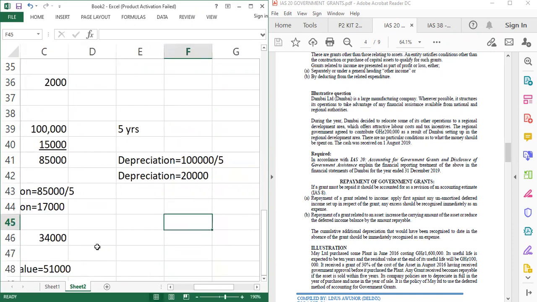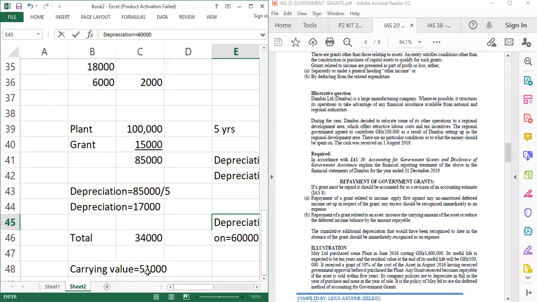Now that we are paying the grant back, the grant will not be taken. So what will be the carrying value of the asset at the beginning of year 3 if the grant is not taken? 60,000. Okay. But what is the carrying value of the asset if the grant is taken? 51,000. So what do we have to do to 51,000 to have 60,000? We add 9,000.